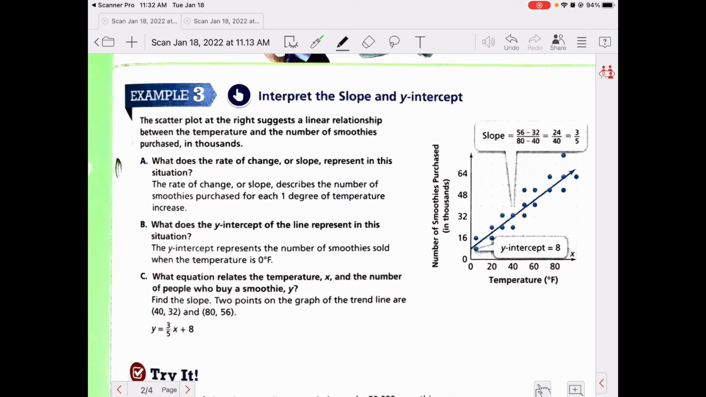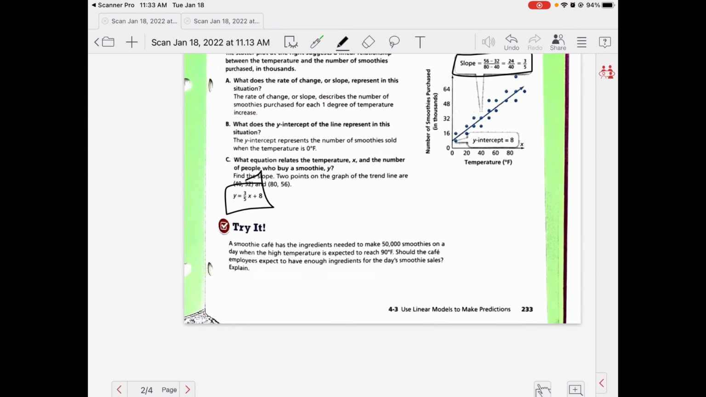Okay. So what equation relates this temperature? So again, you can pick 2 points that are clearly on the line, and you find the slope. You can use the slope formula, which we know is y1 minus y2 over x1 minus x2, and find the slope. Or you can count rise over run. And then the y-intercept in this case is 8. So that's why our equation is y equals 3/5 x plus 8. Okay? So let's go ahead and try another one.